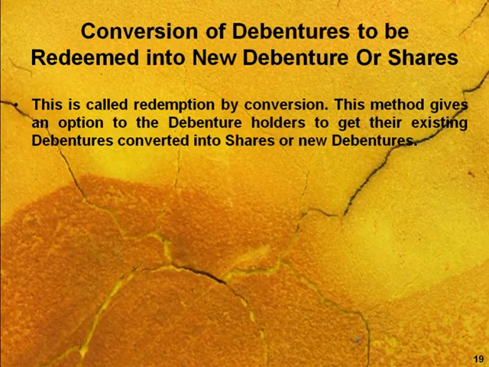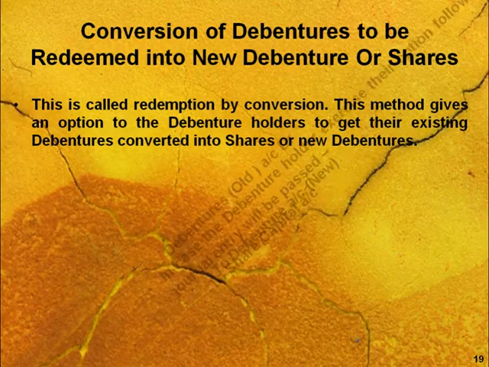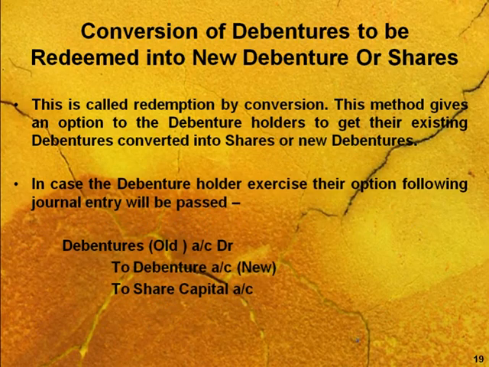This method gives an option to the debenture holder to get the existing debentures converted into new shares or into new debentures. Means here company will give an offer to the old debenture holders to convert their debentures into new equity, into new stock. They can choose an option of preference share, they can choose an option of equity share, or they can go ahead with the cash.